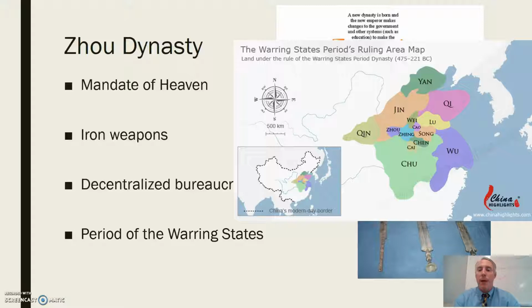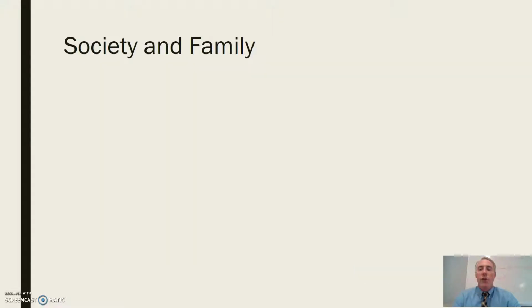And there was no emperor, right? There was no centralized leadership. The states fought amongst themselves, and they would continue until the Qin dynasty re-centralizes everything in 221. But we'll talk about that in a later chapter. So just a quick overview of some things with society and family.